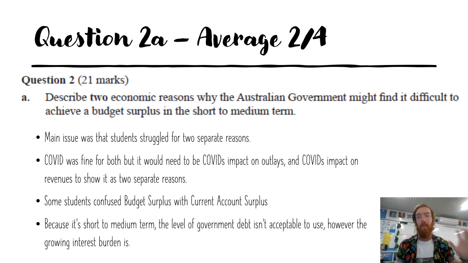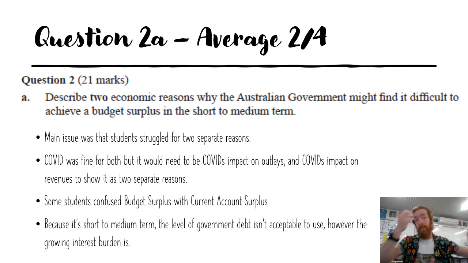And so a lot of students struggled with 2 distinctly separate reasons. A lot of students described 2 reasons that sounded almost the same or had the same impacts. COVID was fine for both, but you talk about COVID's impact on outlays, so discretionary outlays through infrastructure projects, JobSeeker, JobKeeper, etc. And also COVID's impact on revenue, so the decrease in taxation revenue from both households and businesses would be really, really significant and separate reasons.